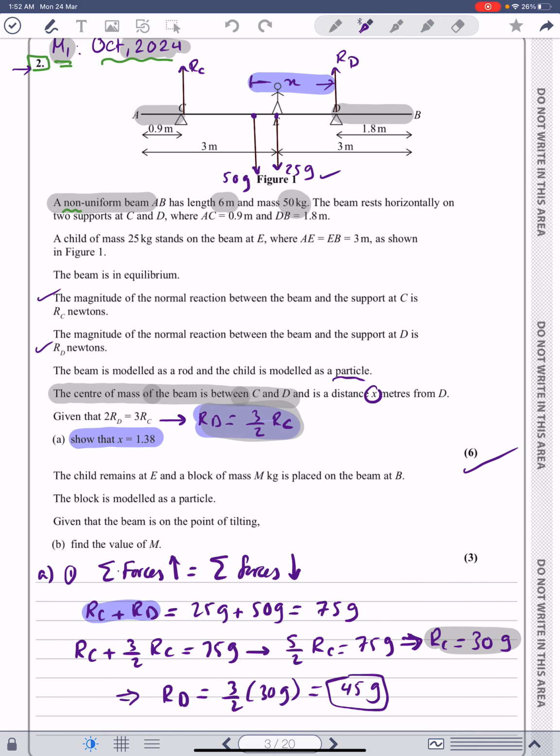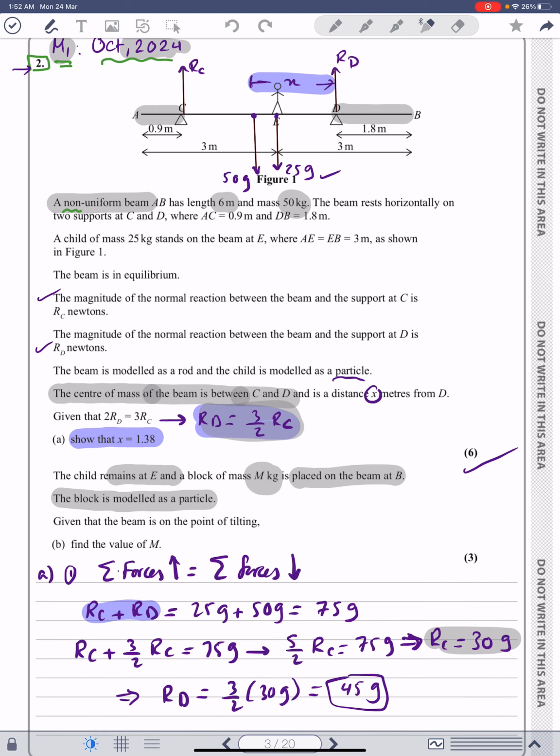For part B, the child remains at E. New information now will be coming. But the child will remain at E. And a block of mass m kilograms is placed on the beam at B. The block is modeled as a particle. This means it has a weight. Just he's reminding you.